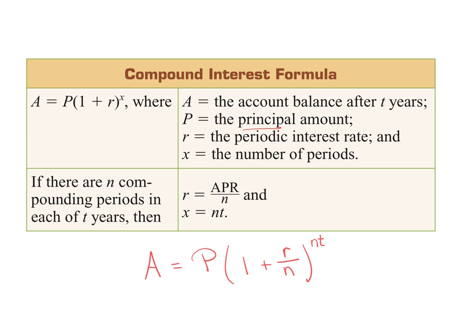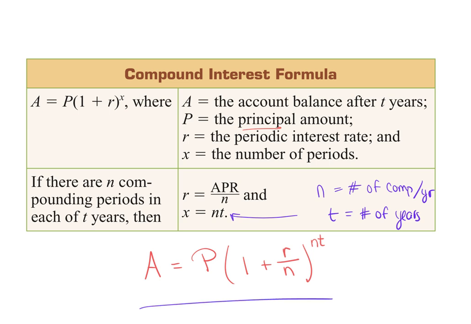So, while they didn't really spell it out here, this little x right here, n represents your number of times it compounds per year, and t represents the number of years, okay? And so this is the formula you're going to look at when you do compound interest, all right? So let's look at a couple of examples, and then we're going to do a worksheet.